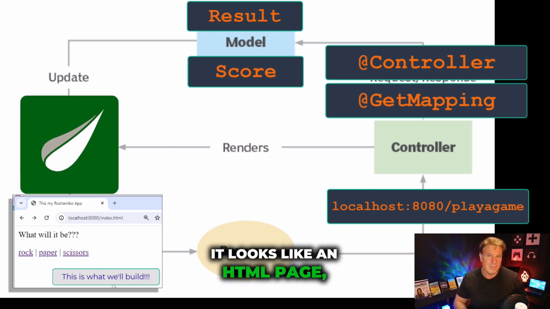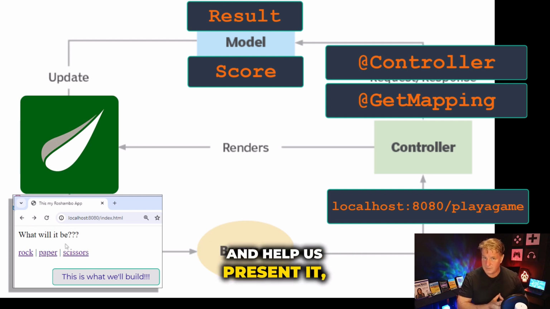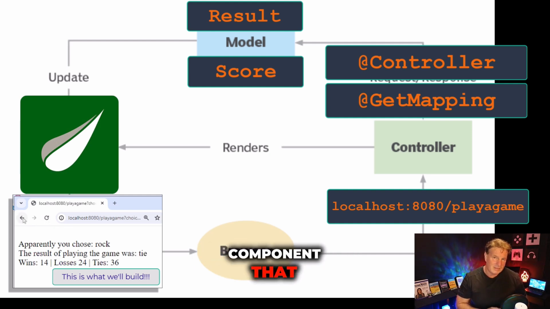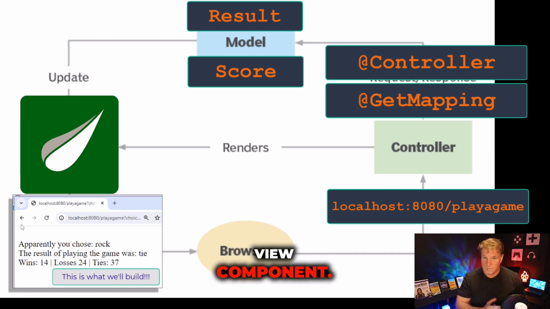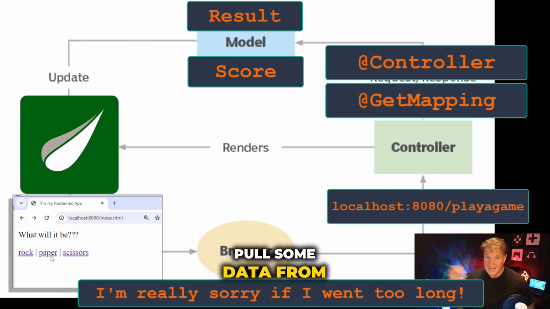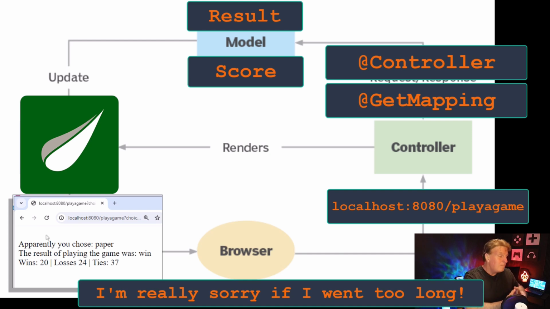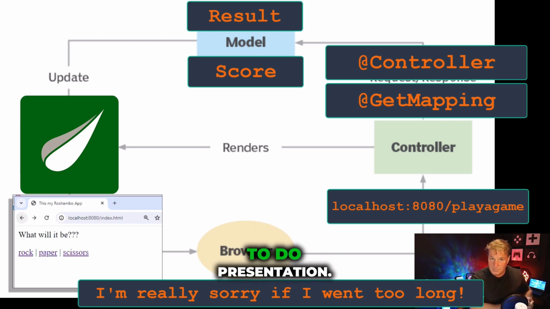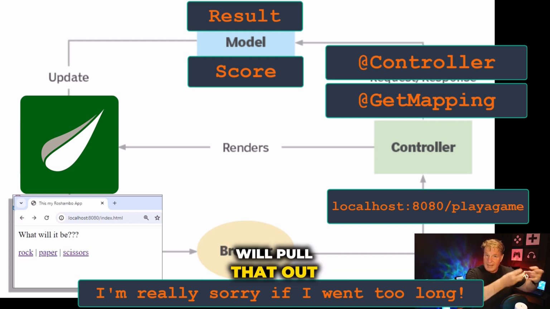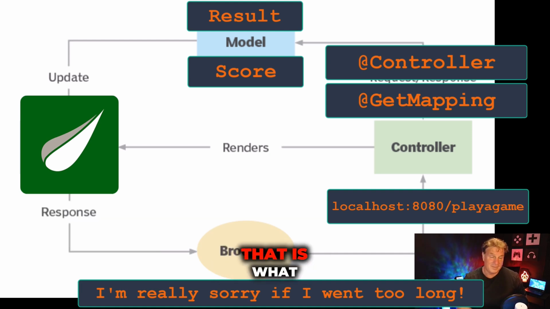It looks like an HTML page, but with special tags inside of it that can pull data from the model and help us present it. And so that Thymeleaf component, that templating engine, is going to be our view component. So the Spring controller acts as the controller. We'll do some processing, pull some data from the back end, and take the results of that, stuff it into a Spring model object, pass that to a Thymeleaf page to do presentation. The Thymeleaf page will pull data out of the model, present it, and send it back to the client. And that will be our Spring MVC application. And building that is what we're going to do next.